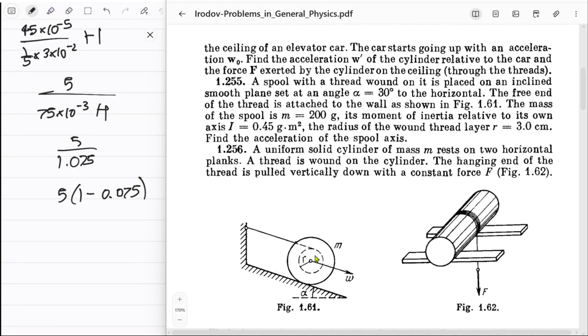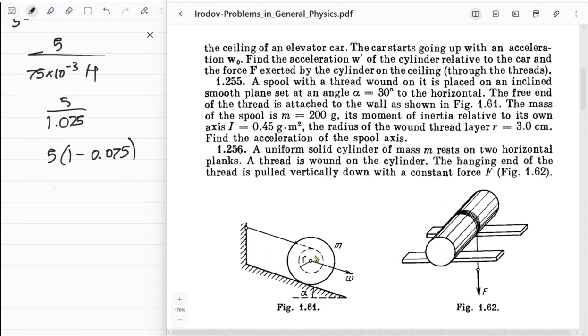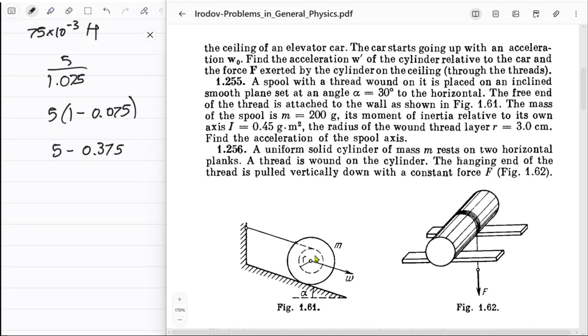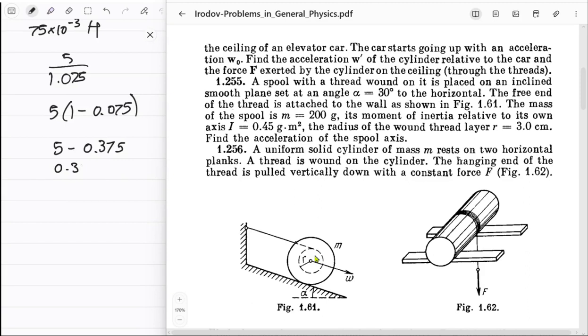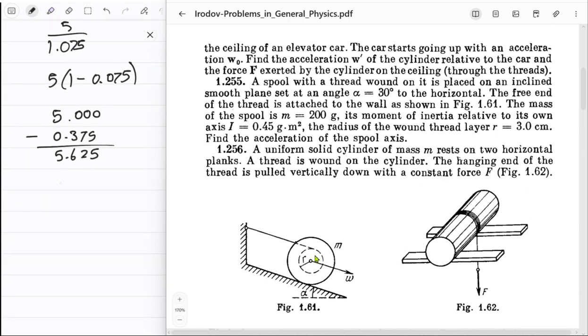Or you could actually do it the proper way. You could multiply by 4 on both sides and do the thing, but you know what? No. So this is like 5 minus 0.375, and then you just got 5.000. 9 minus 7 is like 2, and then you got 6. So approximately this much, but I'm gonna say 5.5 because why not?